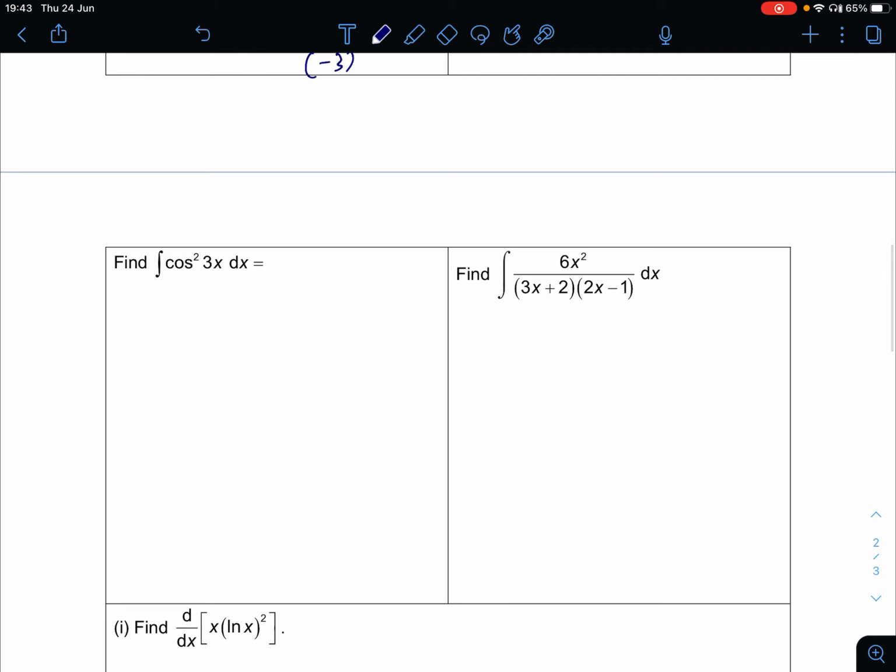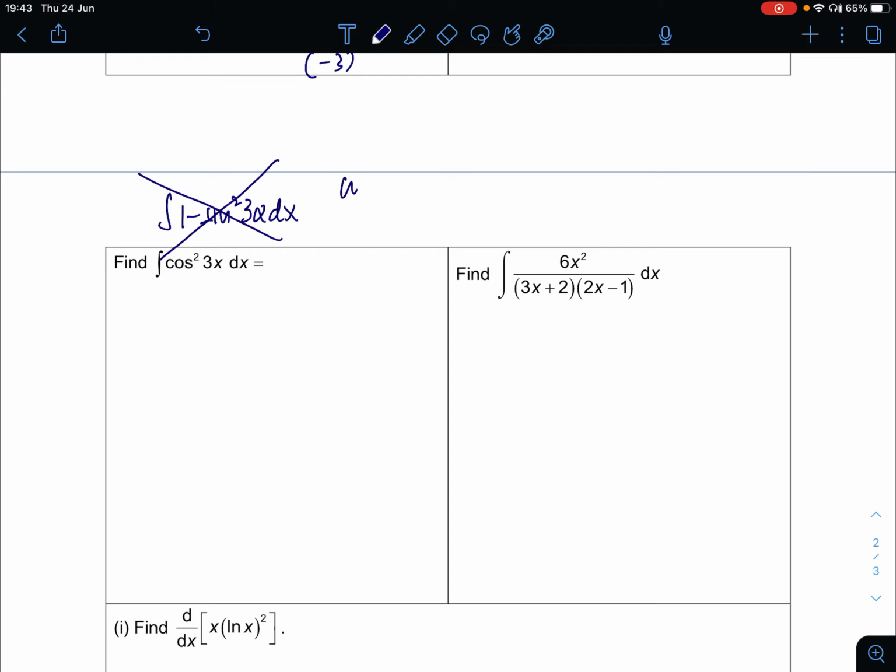Cosine squared, same thing. You cannot integrate cosine squared because you can only integrate secant squared. So refer to formula list. Formula list has cosine squared 2 times. Sine squared plus cosine squared is 1. Doesn't make sense you put in this because if you cannot integrate cosine squared, what makes you think you can integrate sine squared? So this is wrong.